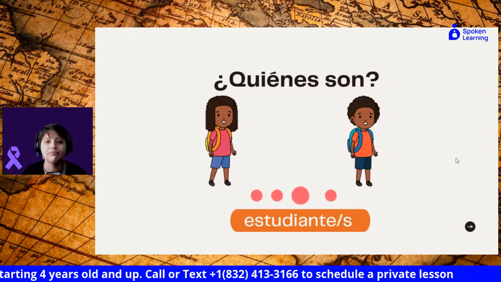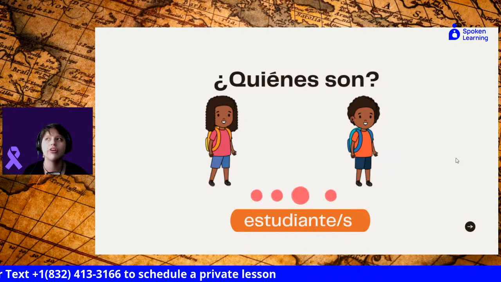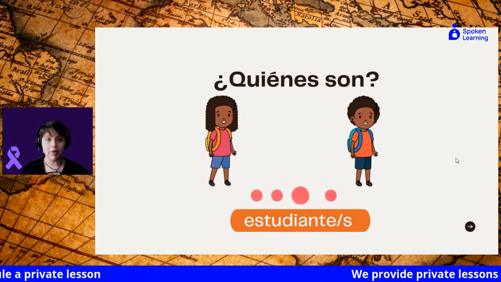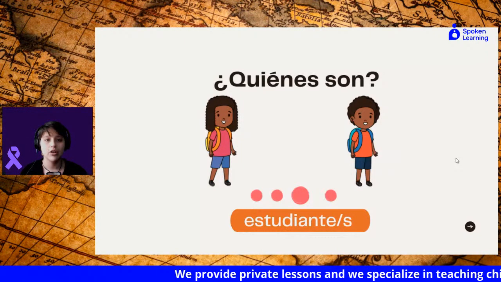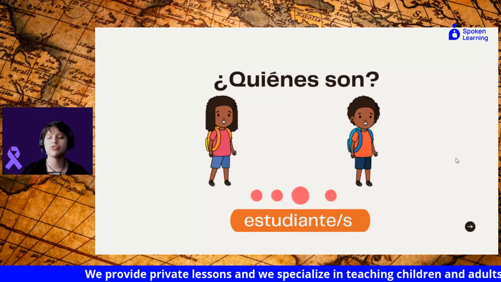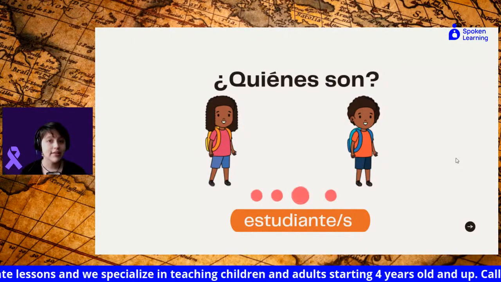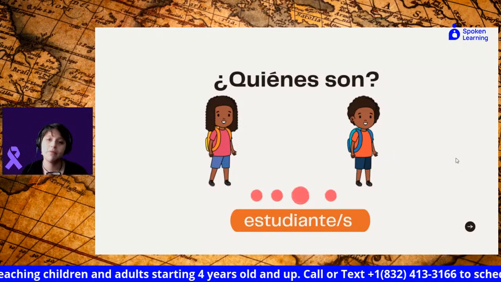For example, estudiantes. Let's use this word over here. If female members outnumber male members, then we can say las estudiantes. Or if you're part of the students group, you can say nosotras. Or if you see them, you can say ellas. And that is one of the beauties of Spanish.